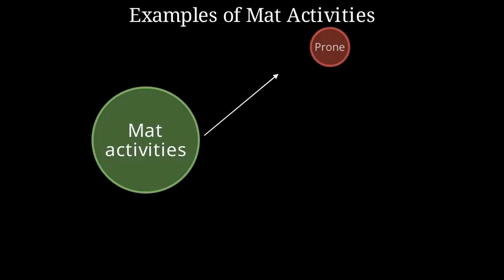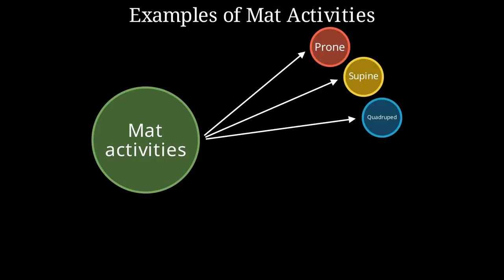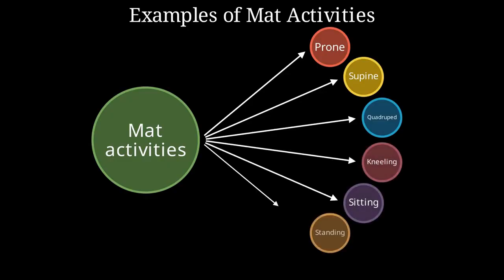Mat activities include prone and supine exercises such as rolling, prone on elbows, quadruped, kneeling, half kneeling, hands and feet position, and various sitting and standing transitions. These activities are tailored to patient needs and functional goals.